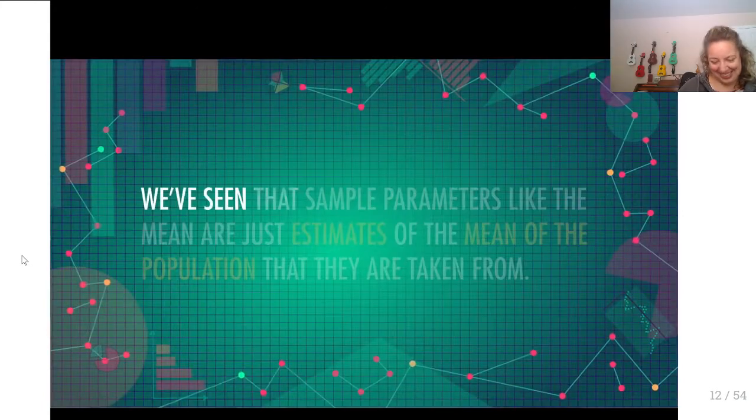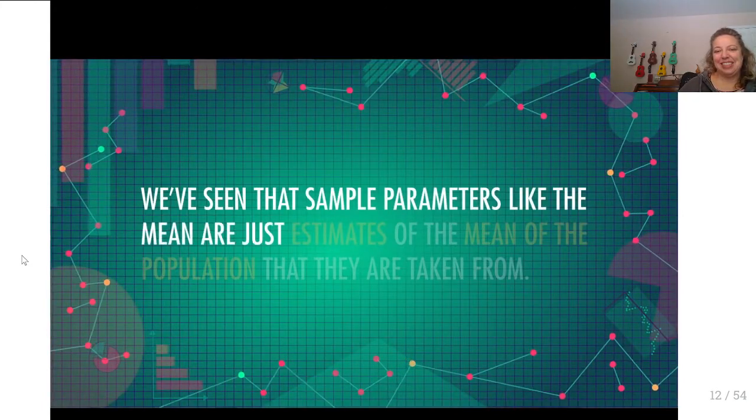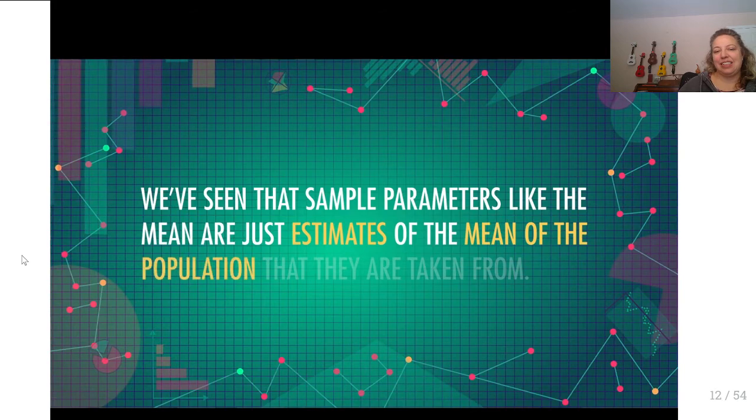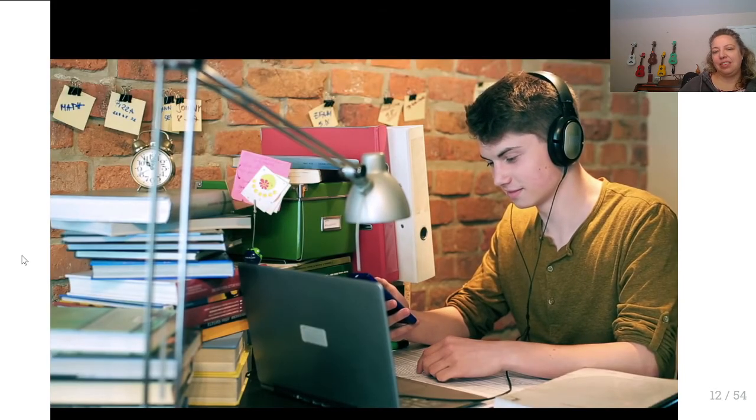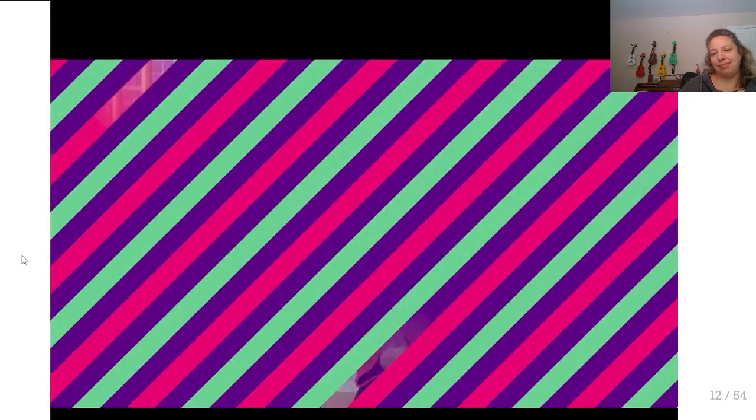Unfortunately, no. We've seen that sample parameters like the mean are just estimates of the mean of the population that they're taken from. The sample mean score of the Mozart group is higher, but we don't have sufficient evidence that the population mean of Mozart listeners is higher than those who did their work in silence. We may have gotten an especially high sample mean that isn't close to the true population mean. So we need a way to test our hypothesis while taking into account the random variation of sample means.